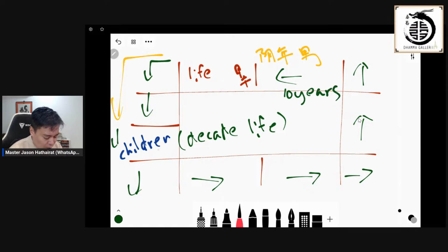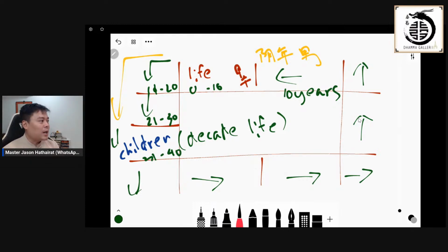So this is roughly at his 40. Let's say this is 0 to 10 years old, this is 10 to 20, 21 to 30, 31 to 40. So between 31 to 40, he would have a high chance to give birth to children.